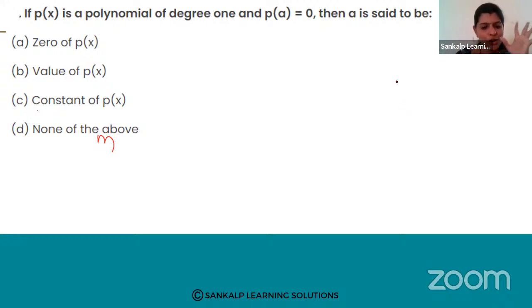First understand the question carefully. If p of x is a polynomial of degree 1 and p of a is equal to 0, then a is said to be: zero of p of x, value of p of x, constant of p of x, or none of the above. Which one is correct?